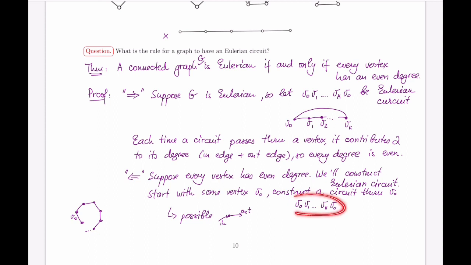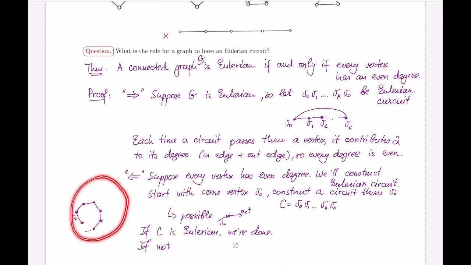Now, if this circuit already visits every single edge of the graph, then I'm done. It's Eulerian. So let's call this circuit C. And my next justification here is if C is Eulerian, then we're done. Now, what if it's not? If it's not, what we're going to do is we're going to basically take it out of the graph and think of the graph as the remaining edges and vertices.